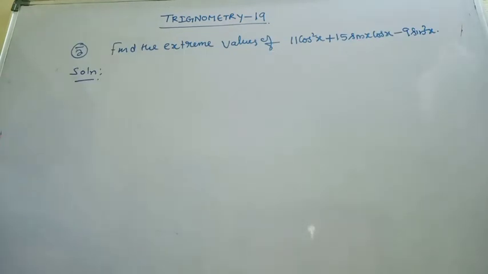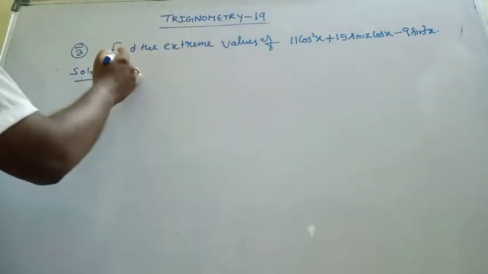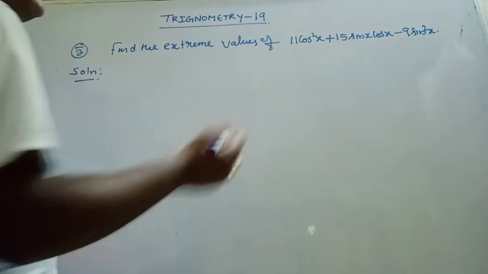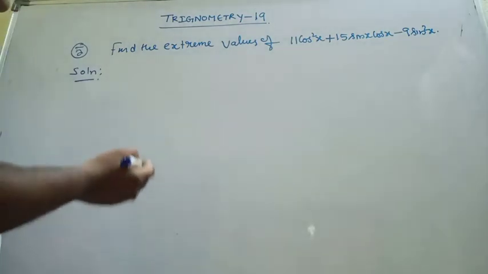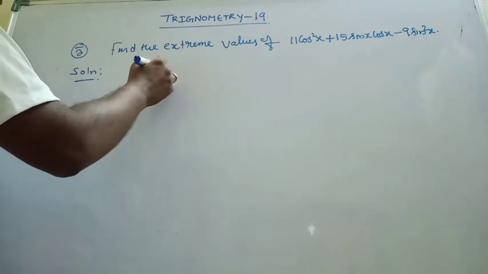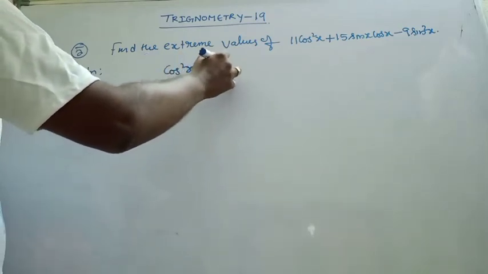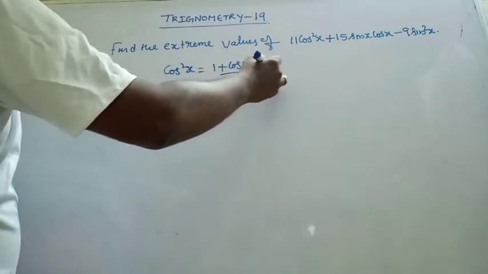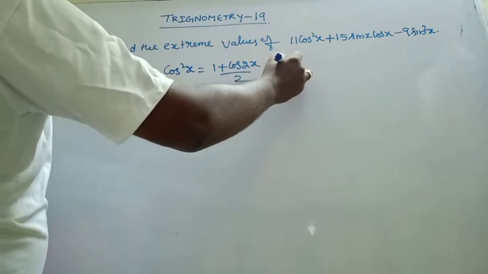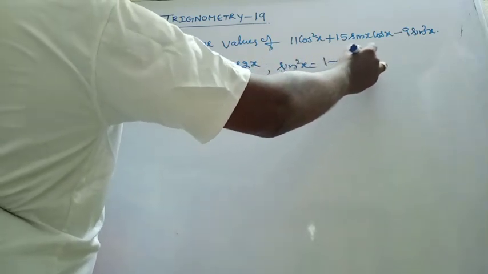Now we have another different kind of problem. This is also very simple. Find the extreme values of 11 cos square x plus 15 sin x cos x minus 9 sin square x. My dear students, I told you that we are going to use the formula here, very important. What is that? cos square x equals (1 plus cos 2x) by 2, right? Another one, sin square x equals (1 minus cos 2x) by 2, right?